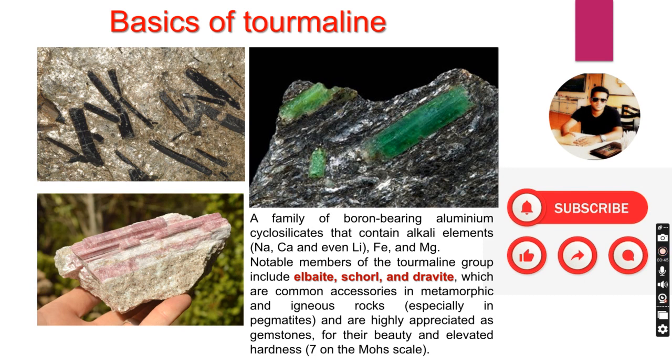This is a family of boron bearing aluminium cyclosilicate. Okay, cyclosilicate. In general, cyclosilicate is having Si to O, silicon to oxygen, 1 is to 3. Okay, so that contains alkali elements like sodium, calcium, lithium, iron and magnesium.